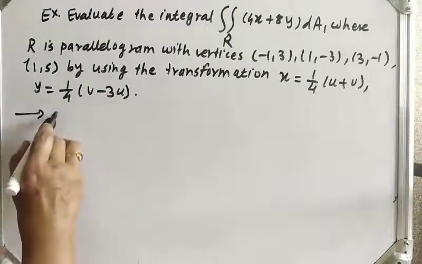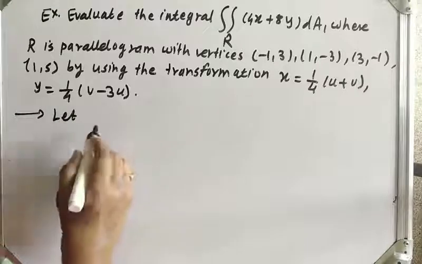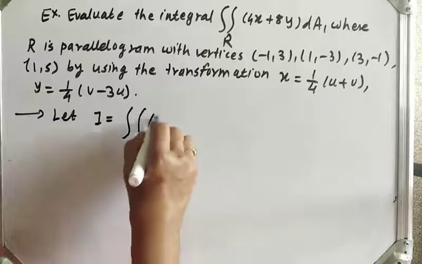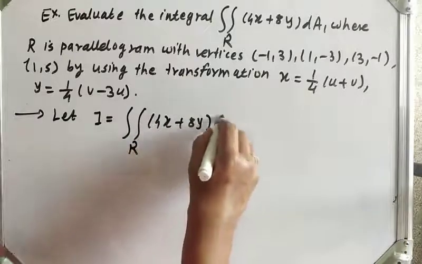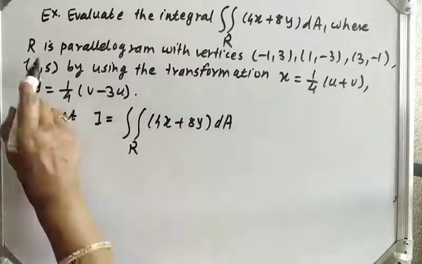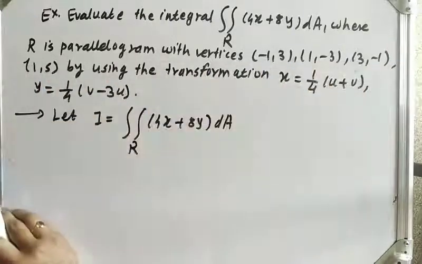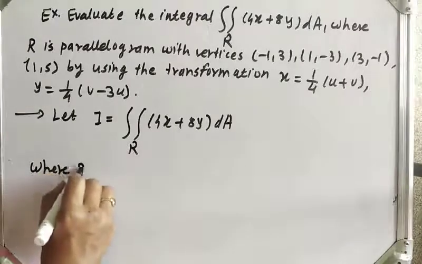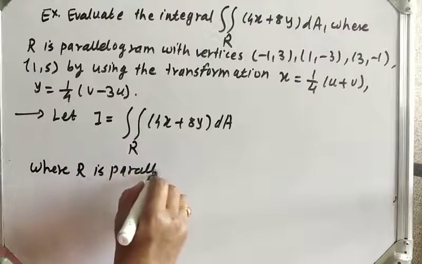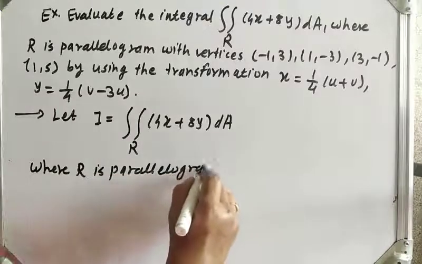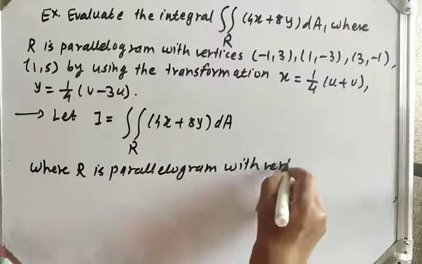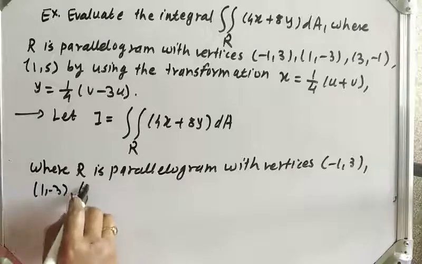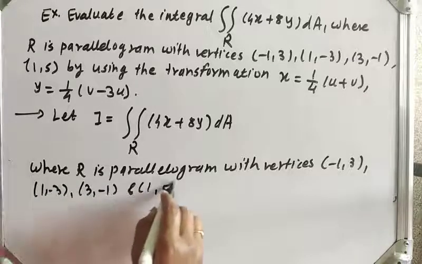So in the solution, let I be equal to, what is given? I is the double integral over R of 4x plus 8y dA, where region R is a parallelogram with these 4 vertices: (-1, 3), (1, -3), (3, -1) and (1, 5).